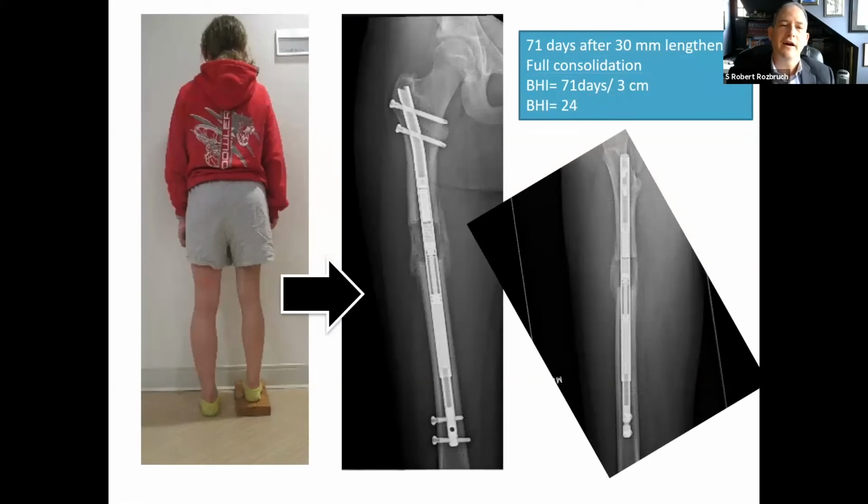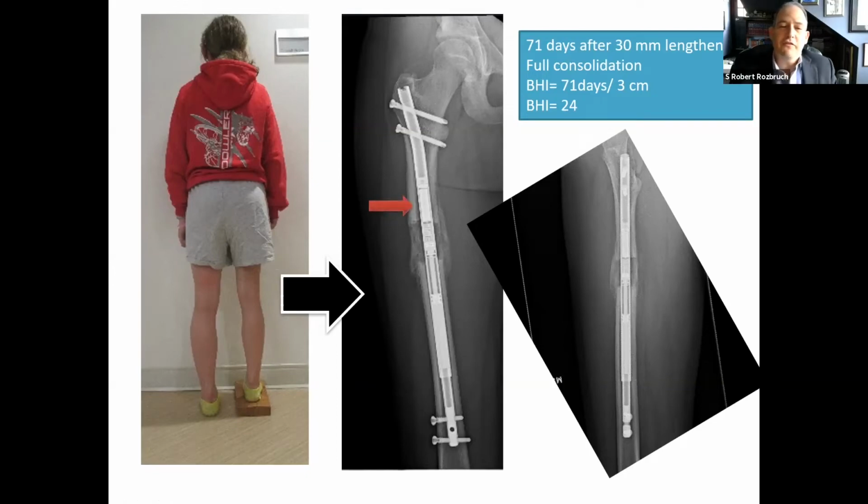So here's an example of an adolescent with RSS who needed a 3 centimeter lengthening. It was done with an internal lengthening nail. You'll notice a trochanteric entry nail is utilized because the patient is still skeletally immature. And this has achieved consolidation and healing across the regenerate with a bone healing index of 24.